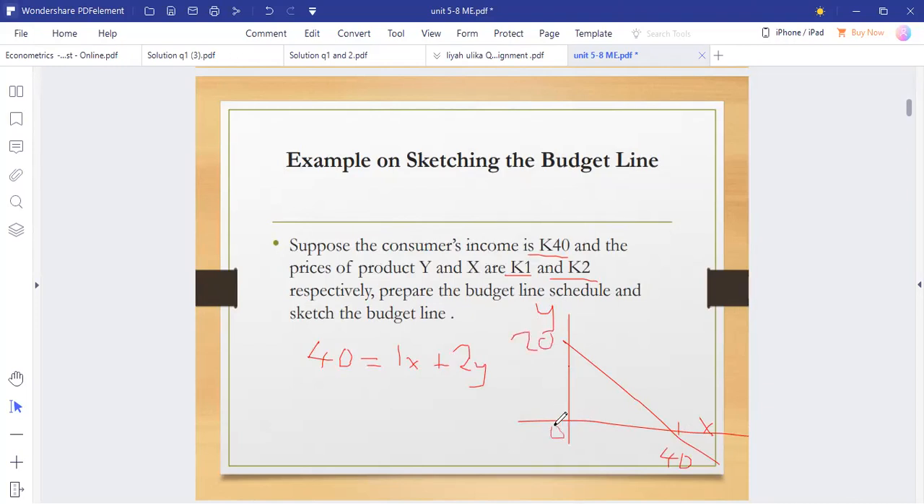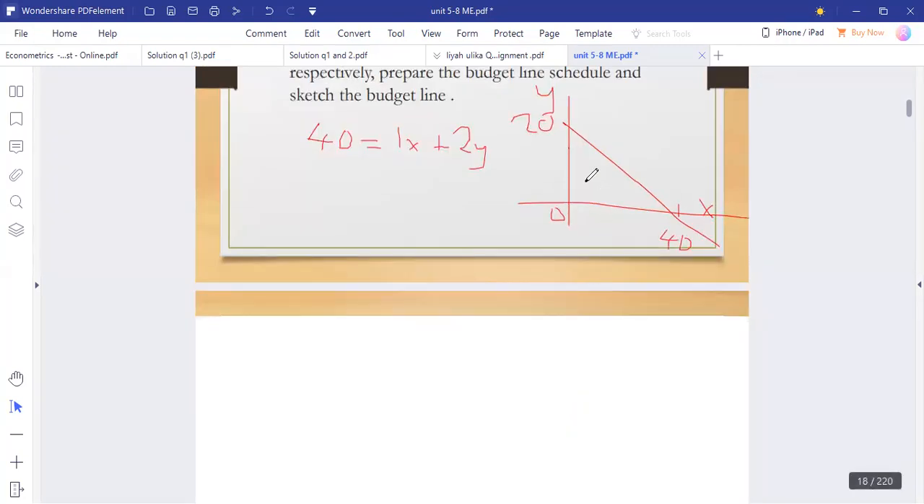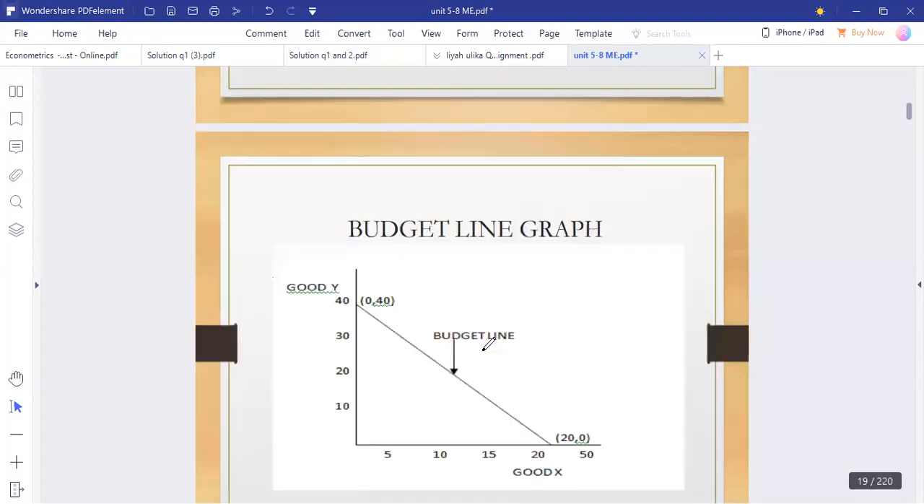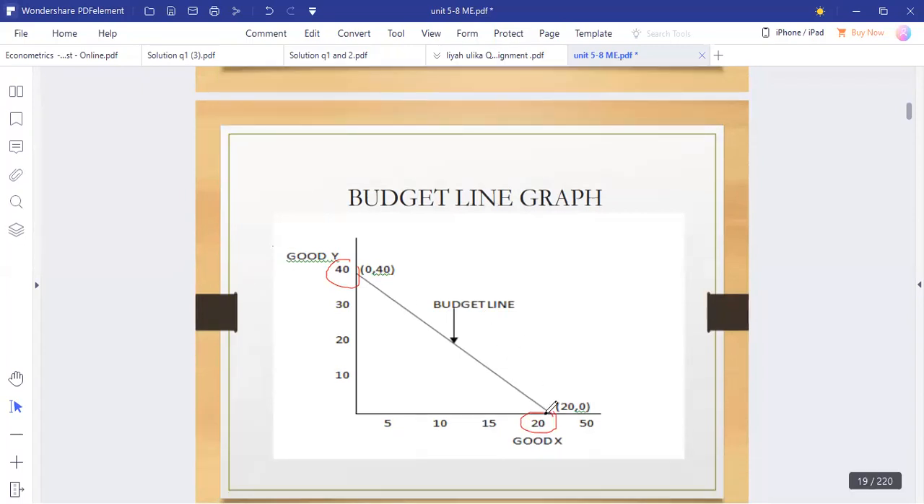So this is the simplest way you can illustrate linear equations. So to cut 40 here and 20 there. All right, so this is the whole explanation here, which I've simplified in 1 second. So here to cut at 40 for the y, and here to cut at 20 for the x. So this is how we get the budget line.